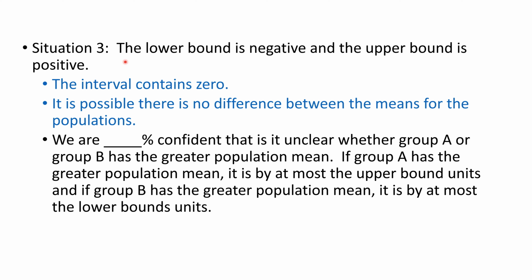Last situation: the lower bound is negative and the upper bound is positive. So the interval contains 0. So it is possible that there is no difference between the means for the populations. So we are 99, 95, or 90% confident that it is unclear whether group A or group B has the greater population mean. If group A has the greater population mean, it is by at most the upper bound units. If group B has the greater population mean, it is by at most the lower bound units.